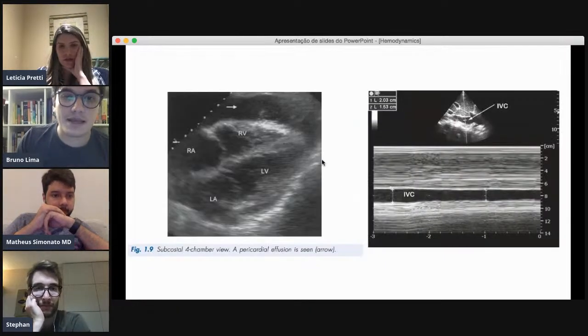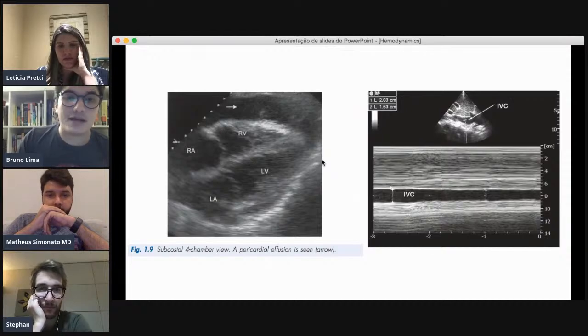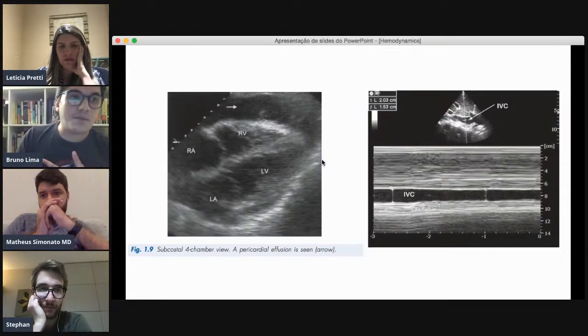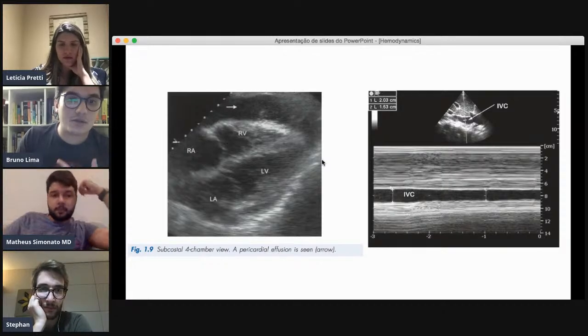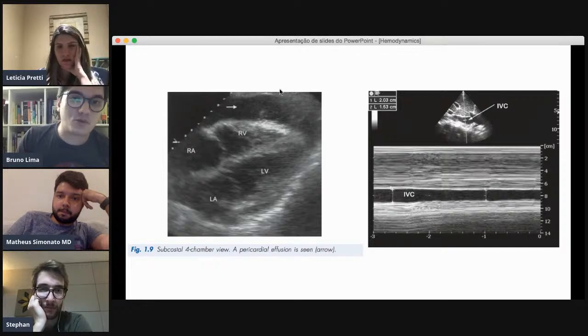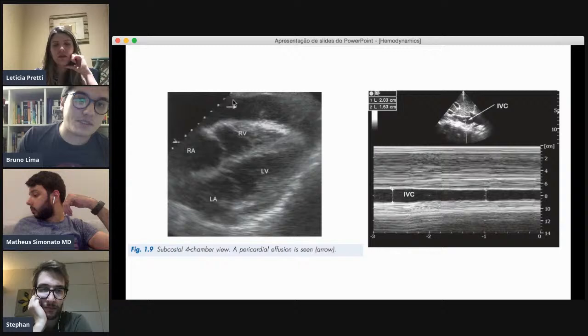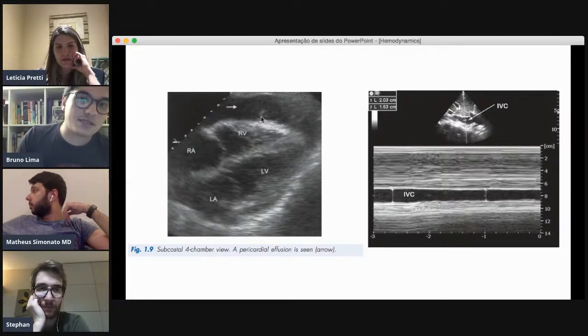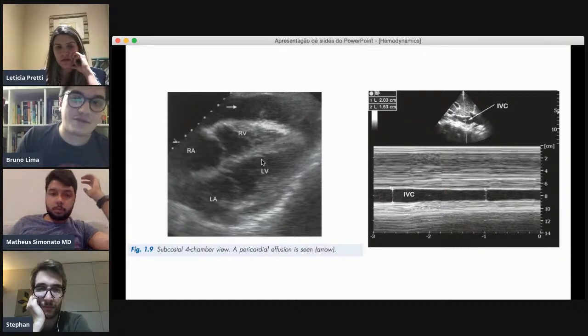Okay. And the subcostal view: sometimes patients are intubated, they have a bunch of stuff going on in their chest, and sometimes you don't get good windows. And usually the subcostal view is one of the most consistent. So here you see the RV, and anterior to the RV you can see there's a collection of fluid. There's this pericardial effusion here, the RA, the LA, the LV, okay?